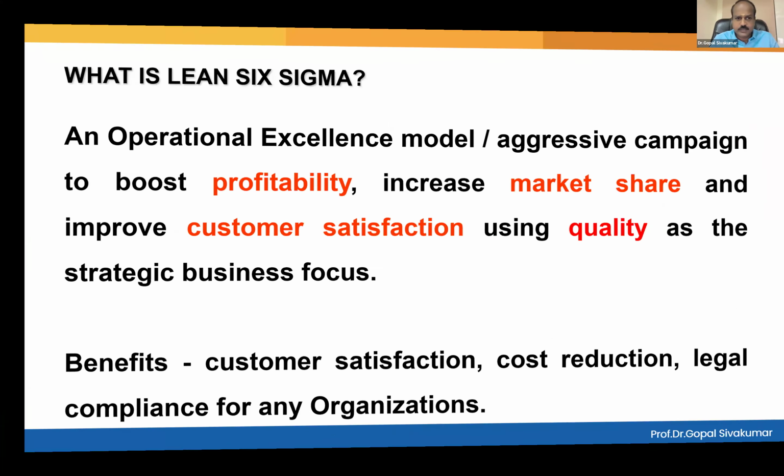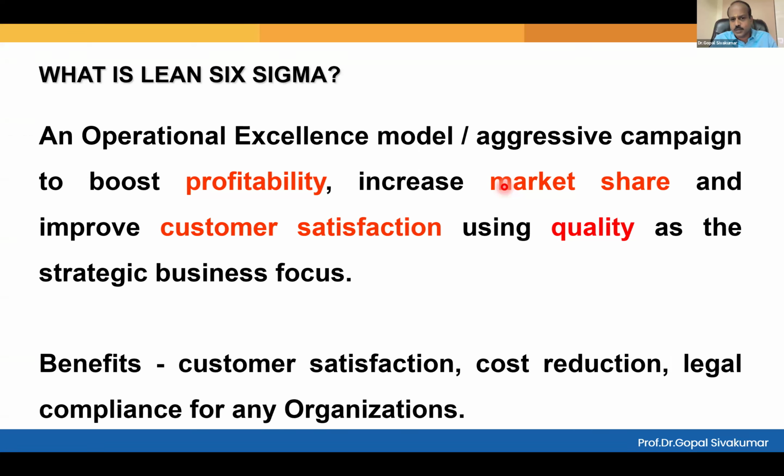So Six Sigma or Lean Six Sigma is an operational excellence model. It will work well if driven from the top. It will work well if strategic planning exists. What is strategic planning? Strategic planning is a process of developing the goals and objectives of the organization on a long-term basis. Do you understand? Strategic planning means developing the goals and objectives on a long-term basis.